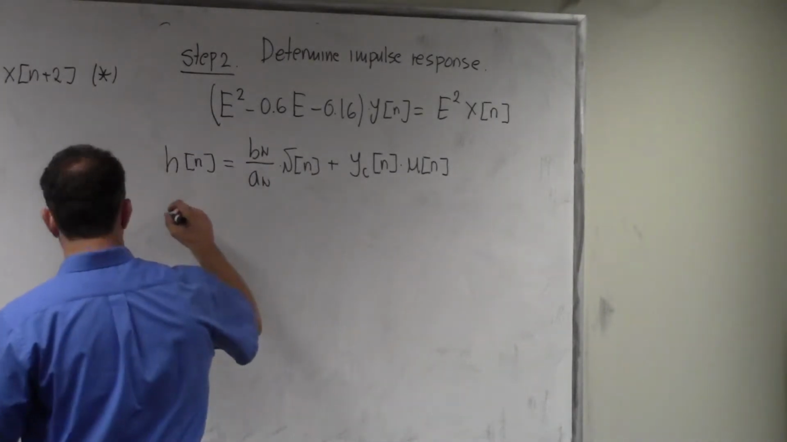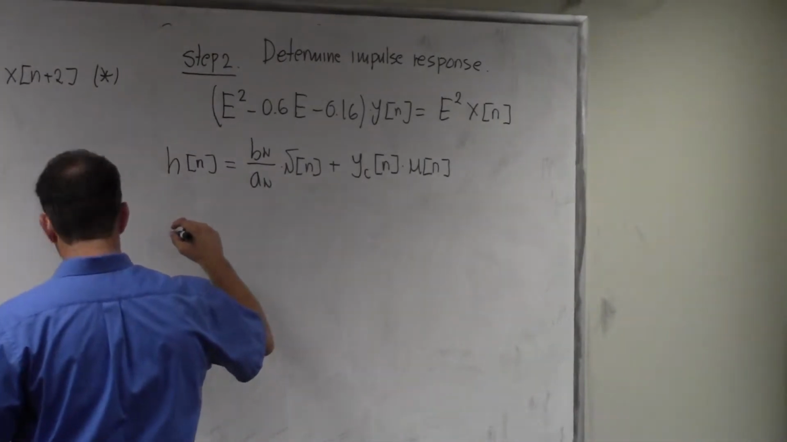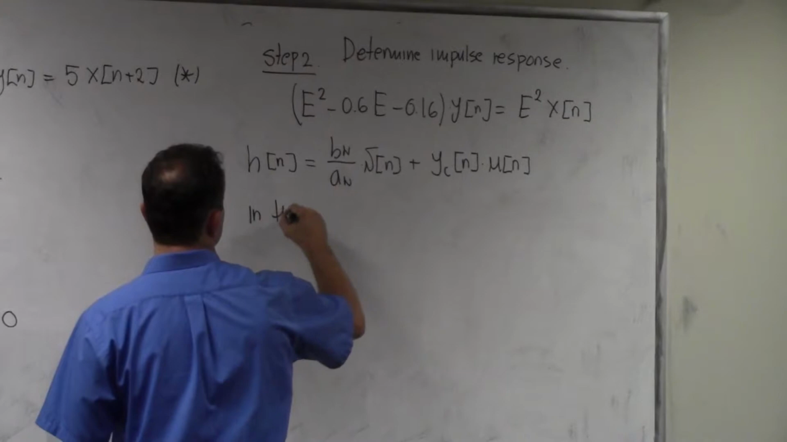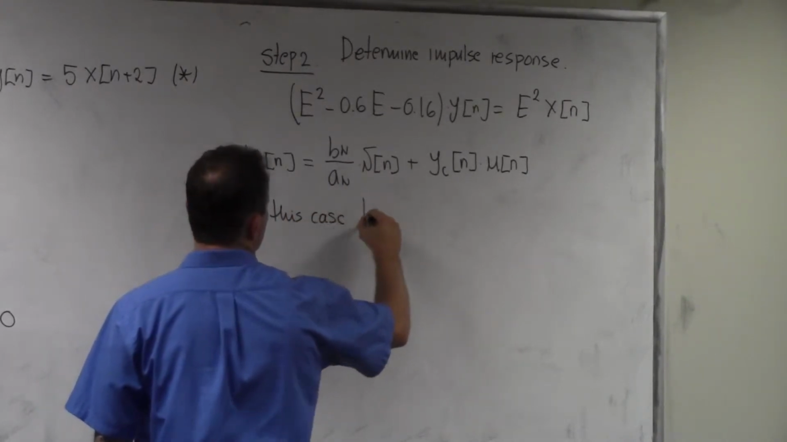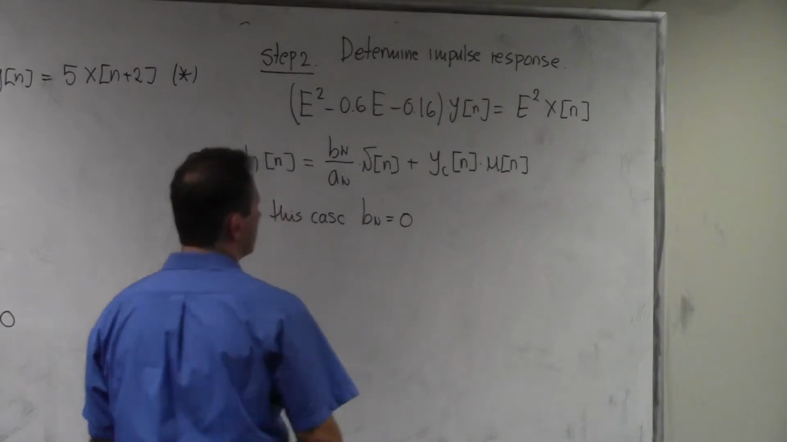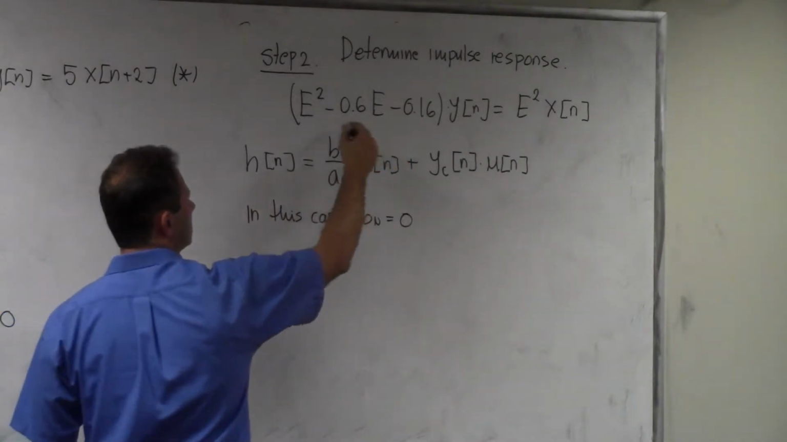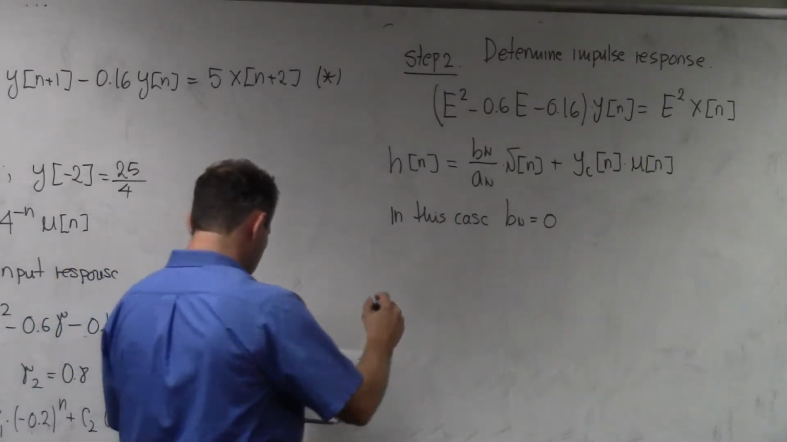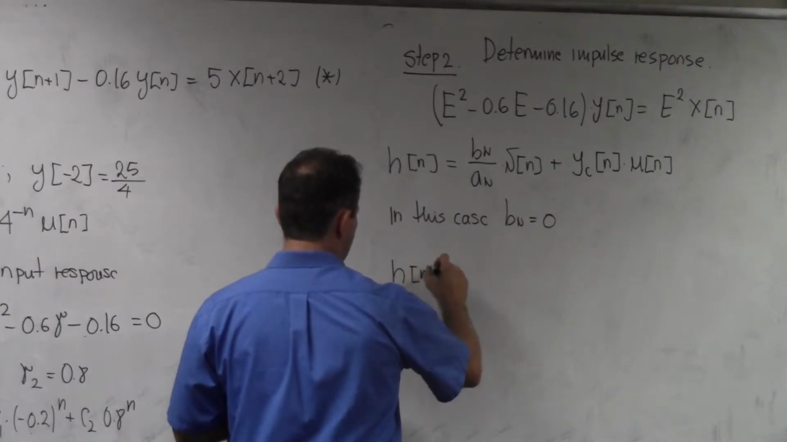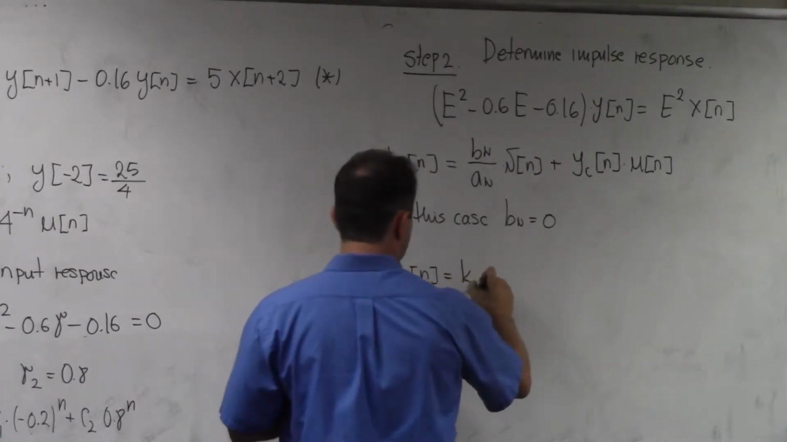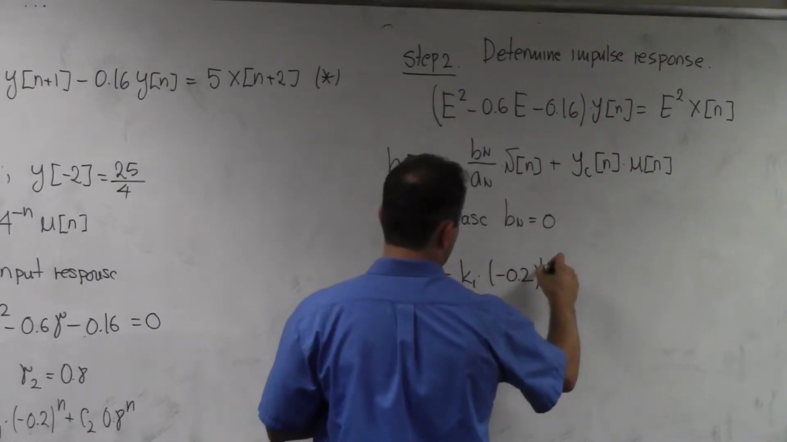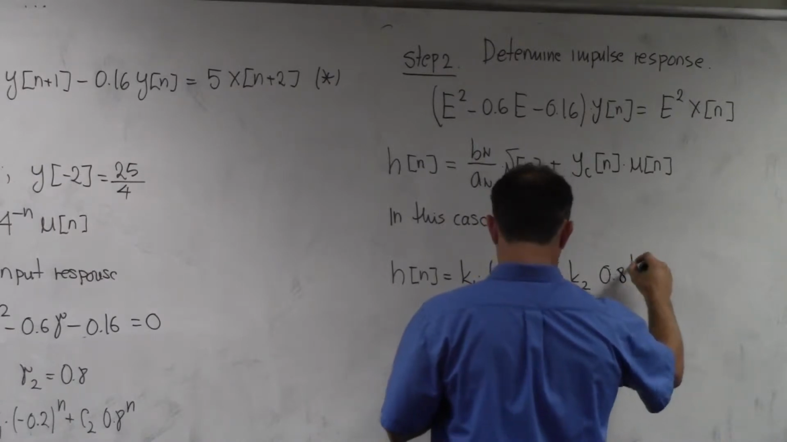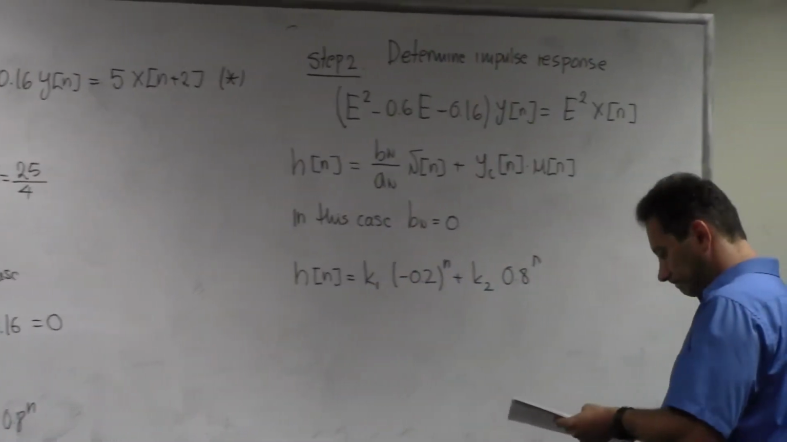So we know that in this case, Bn is equal to 0, right? Therefore, the first part of the impulse response is non-existent, and our h of n has to be equal to k1 times (-0.2)^n plus k2 times 0.8 to the power of n.